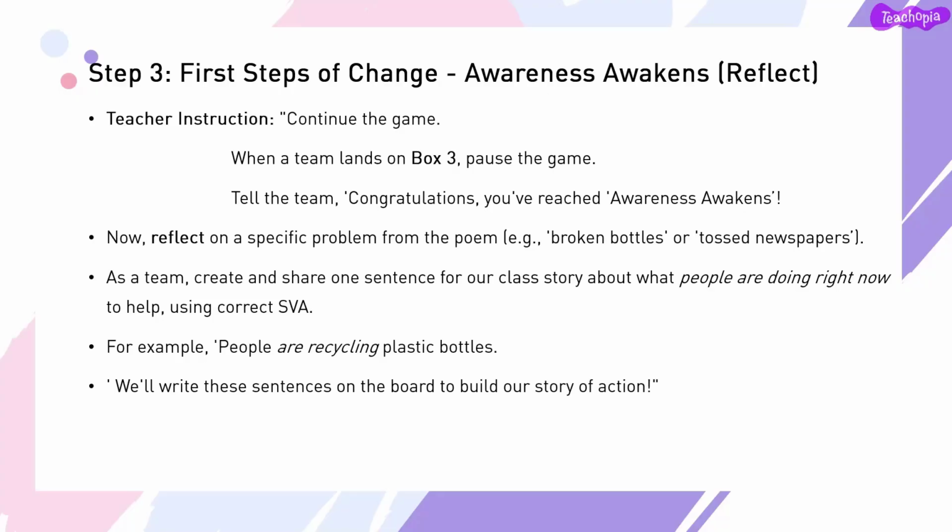Continue the game. When a team lands on box 3, pause the game. Tell the team, congratulations, you have reached awareness awakens. Now reflect on a specific problem from the poem. Example, broken bottles or tossed papers. As a team, create and share one sentence for a class story about what people are doing right now to help, using correct SVA. For example, people are recycling plastic bottles. We will write these sentences on the board to build a story of action.